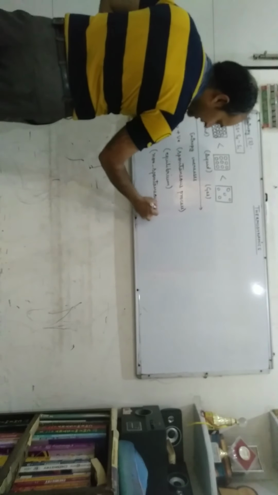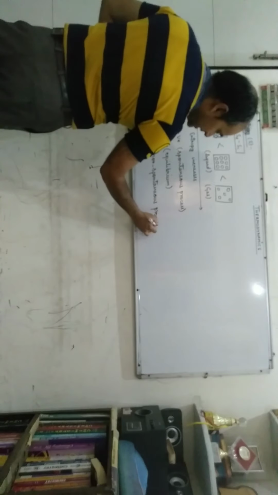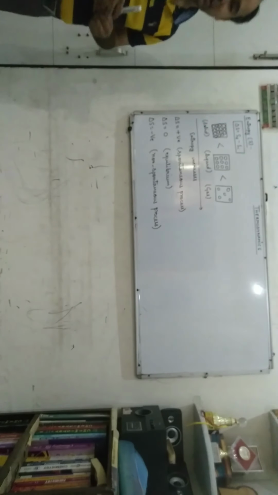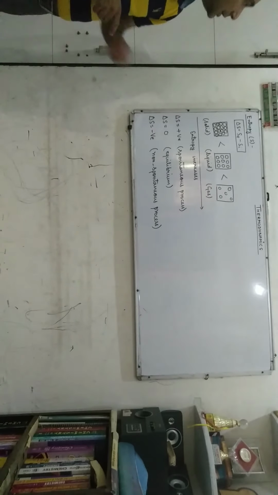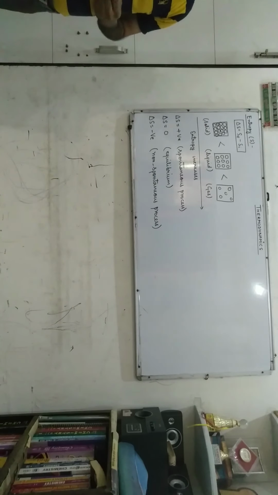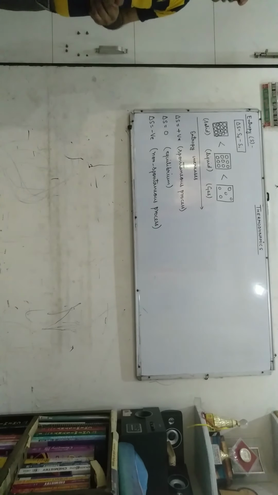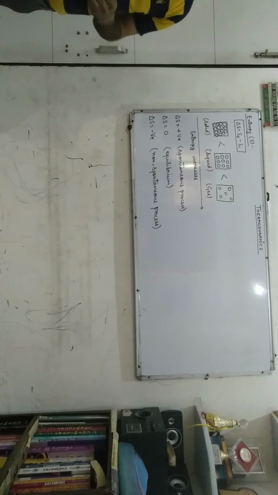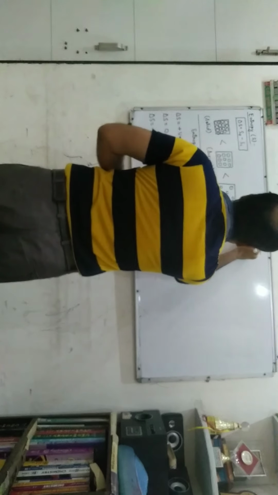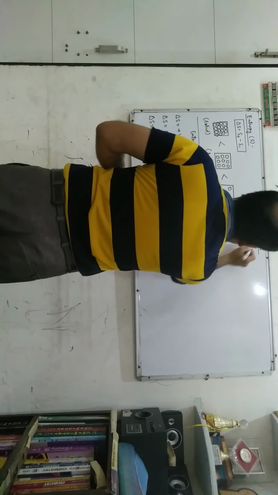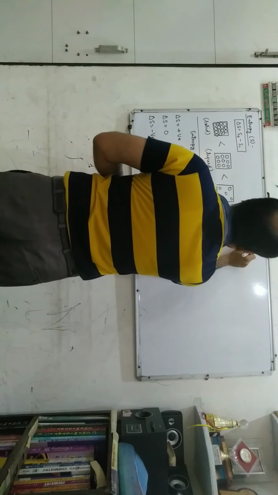So these are the conditions for a system to be spontaneous, non-spontaneous or in equilibrium. The unit of entropy is joule per Kelvin per mole. Now let us discuss entropy change during phase transformation.